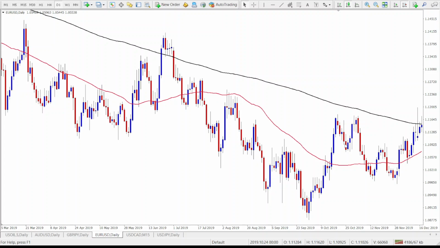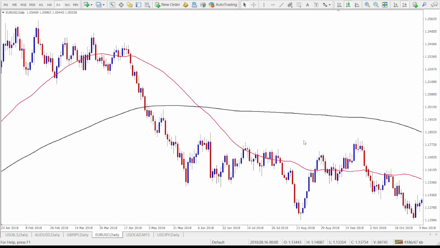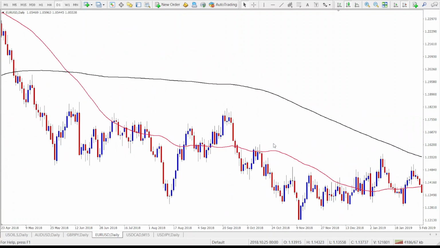Then for a sell signal, it comes when the short-term SMA crosses below the long-term SMA. It signals a potential sell opportunity. This suggests that the market is entering a downtrend and you might want to go short or exit any long positions.